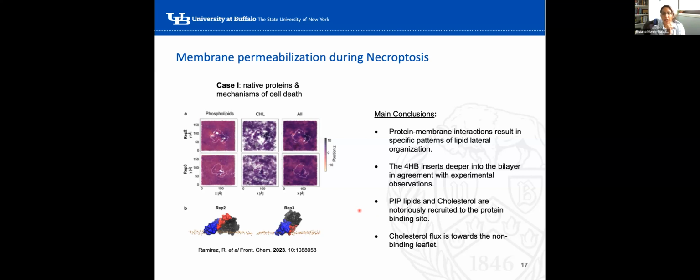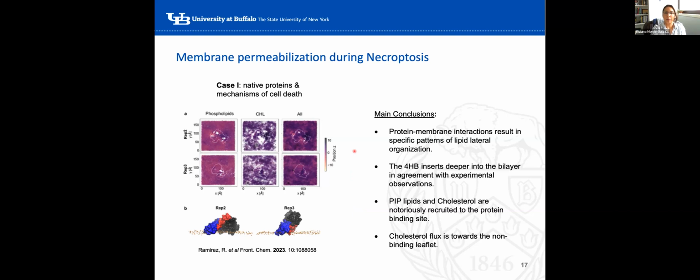And something that we're now starting to look at is how the cholesterol flip-flops between the leaflets in these studies. And we see that in all cases, as the protein binds the membrane, the cholesterol molecules are displaced and go to the opposite leaflet, so the non-binding leaflet. So there is some interesting response that we're trying to quantify as well. So that's for the first study.